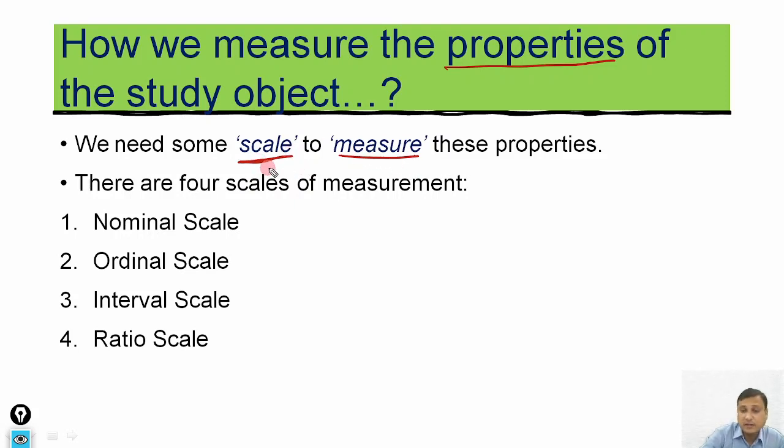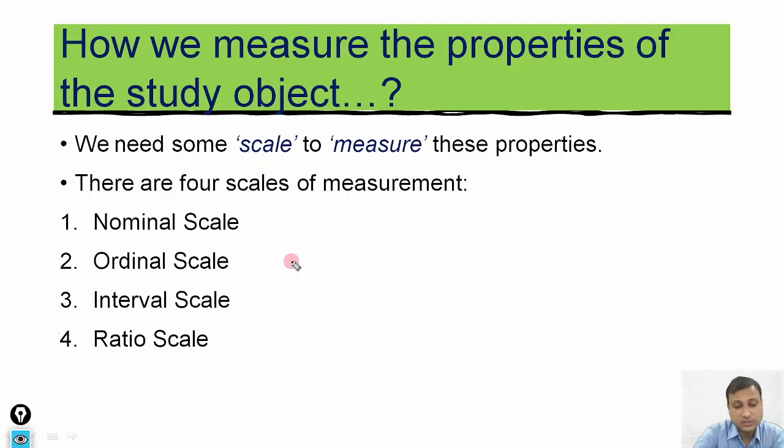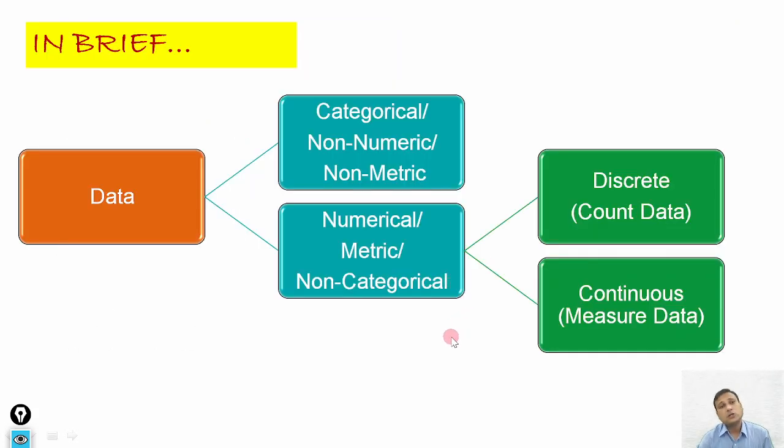In research methodology or in statistics there are 4 scales of measurement. They are nominal scale, ordinal scale, interval scale, and ratio scale. What is the meaning of all this, and what are the examples of these scales, that we'll see in the next lecture, not in this lecture. Fine. So far as this lecture is concerned, we have seen the meaning of variable, the meaning of data, and the classification of the data.